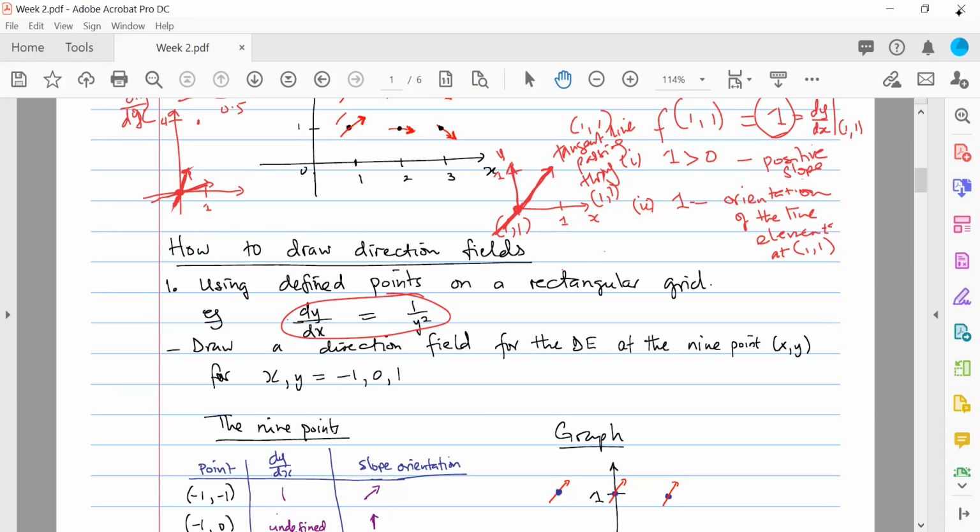Now we are given the differential equation, and you are asked to draw the direction field for the differential equation at 9 points, (x, y), generated by the values of y given as minus 1, 0, 1. So basically, what you will do in this case is to generate the points first.